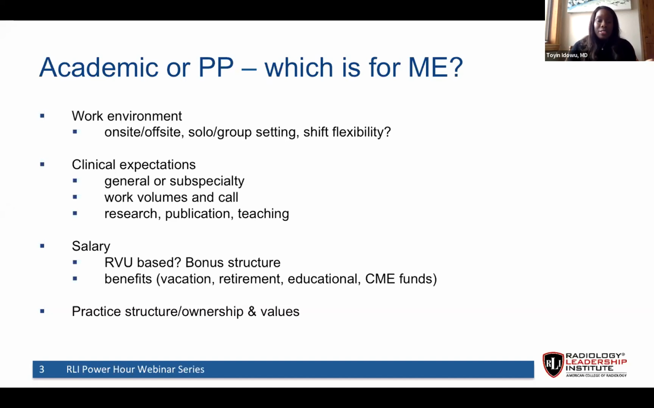And when it comes to your salary, as Dr. Patel previously mentioned, you want to get a big picture of your total compensation. You might have a whole lot of vacation weeks, but you also might have a whole lot of call weekends.